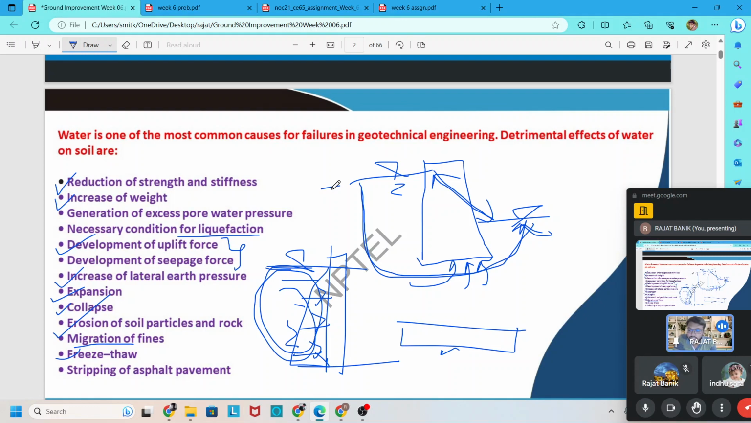That may happen due to the presence of water also. Another is the stripping of asphalt pavement. We know that in the rainy season there is a high amount of water on the pavement, and due to infiltration of water into the pavement, there is some damage to pavement particles or the pavement surface, and if proper drainage is not there, that may have a detrimental effect on the pavement. These are a few of the reasons caused by the presence of water in most cases.